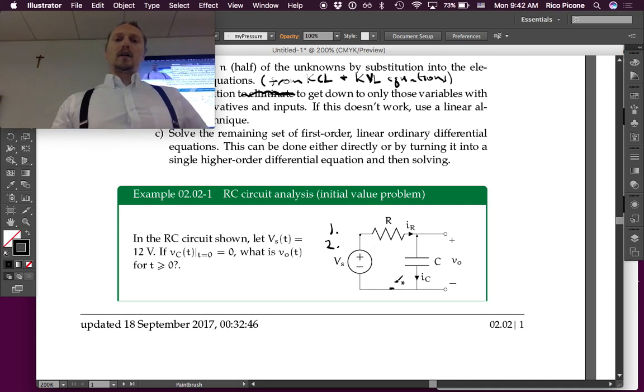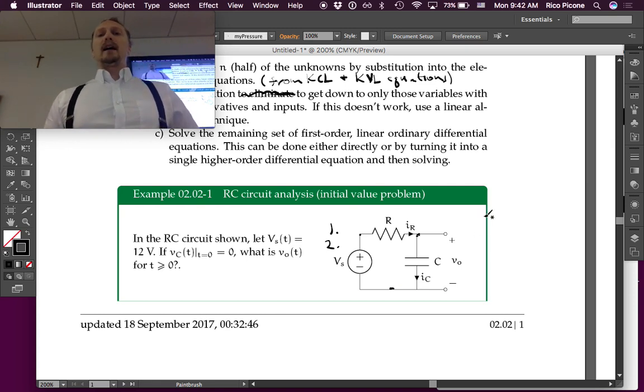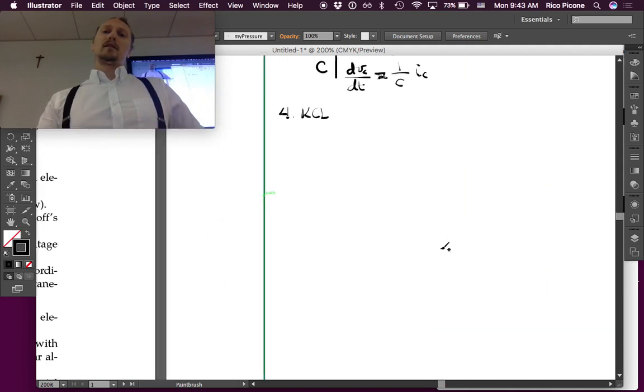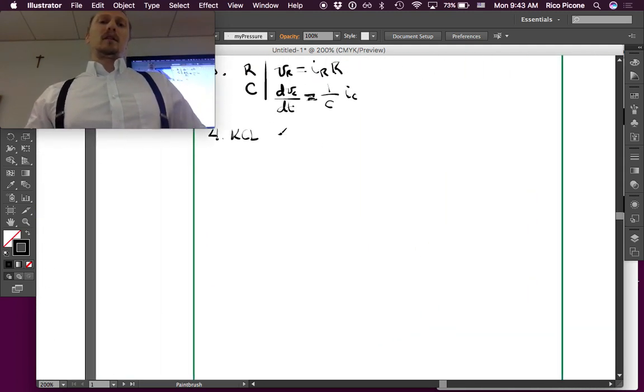Now, these two nodes are connected to a voltage source, so we don't need to do KCL for those. But let's do KCL for this node, which says that if we sum up the currents going in, we have IR, and then we have minus IC equals 0, right? Which is equivalent to saying that IR equals IC. Good.